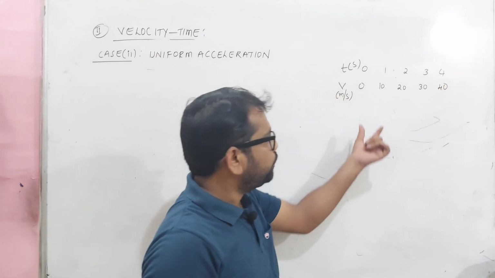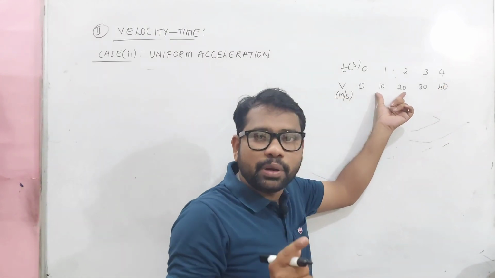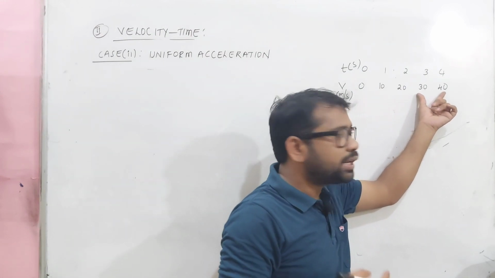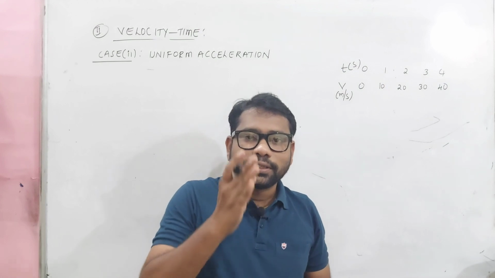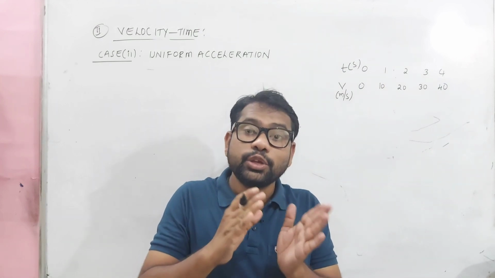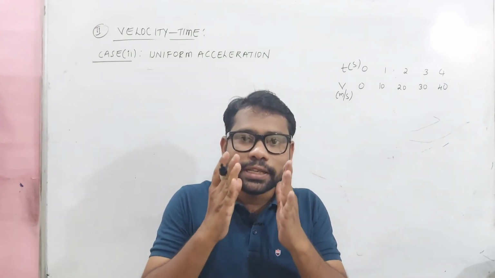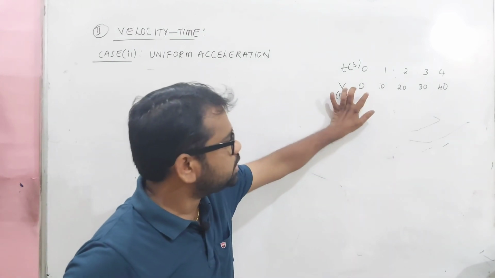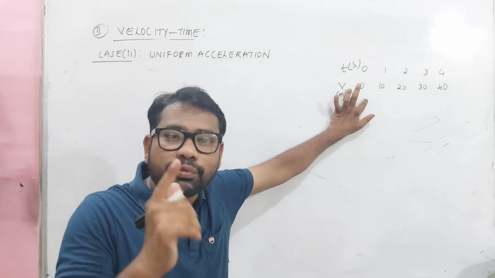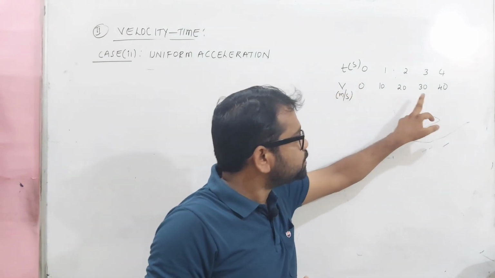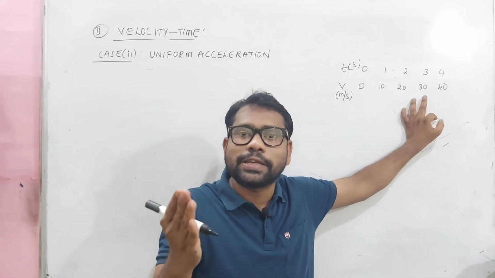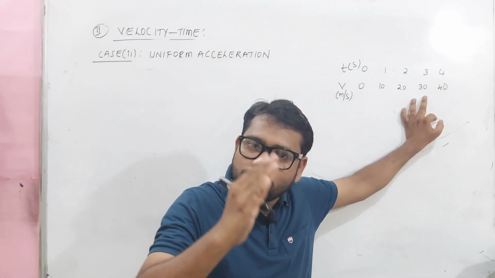Children, if you can see, from here to here, the difference is how much? 10 meter per second. From here to here, 10 meter per second. From here to here, 10 meter per second. Which means the body velocity is increasing in a uniform manner, so it is said to be moving with a uniform acceleration. For this, dear children, how is the graph going to be? Don't forget that the body velocity keeps on changing in a uniform way, so the body has uniform acceleration.